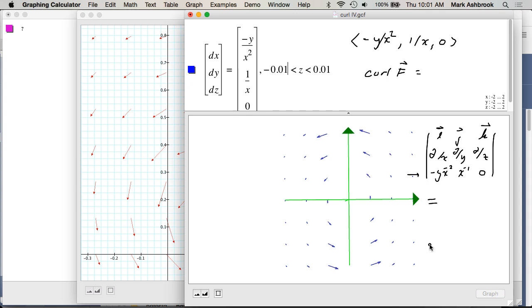Okay, so we'll do the x component of the curl first. Partial of y with respect to 0. Partial of z with respect to a function of x. So taking the partial derivative with respect to z of 1 over x, which is 0, right? Partial of z with respect to a function of y and x, 0. Partial of x with respect to 0, 0.